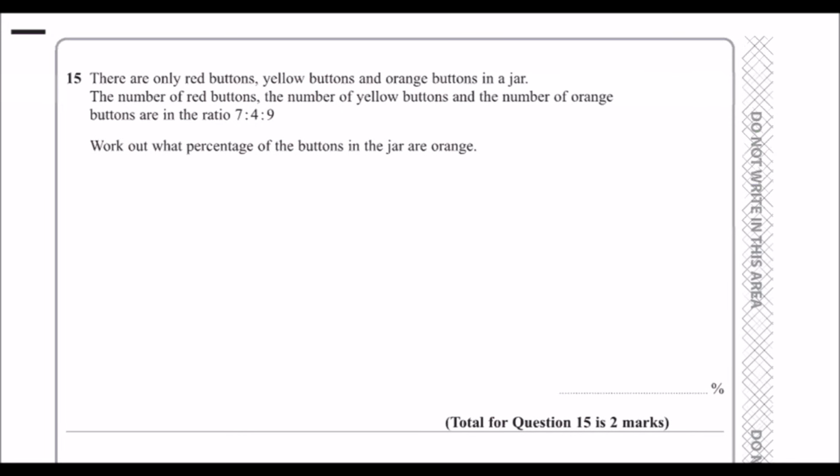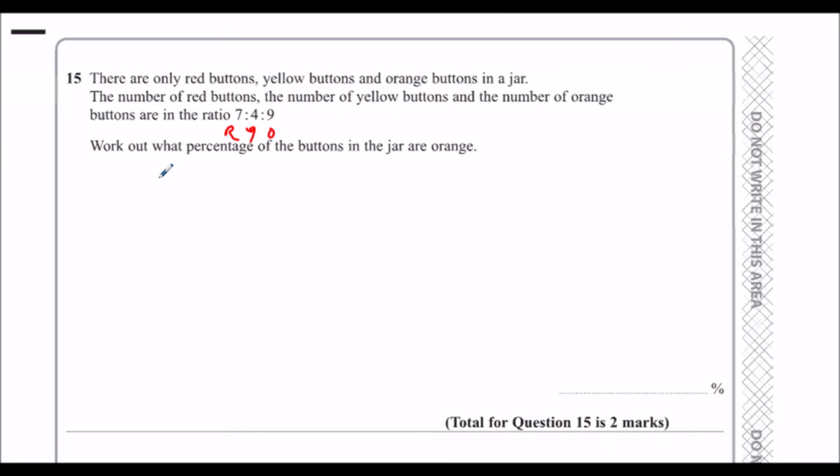Question 15. There are only red buttons, yellow buttons, and orange buttons in a jar. The number of red buttons, the number of yellow buttons, and the number of orange buttons are in the ratio 7:4:9. Work out the percentage of buttons in the jar that are orange. So we've got red, yellow, orange.